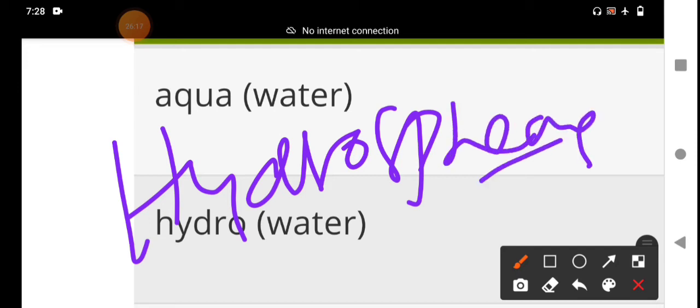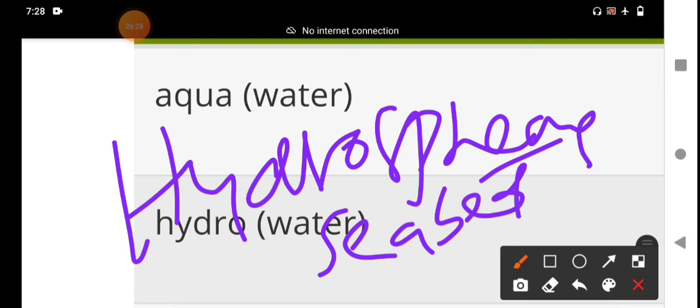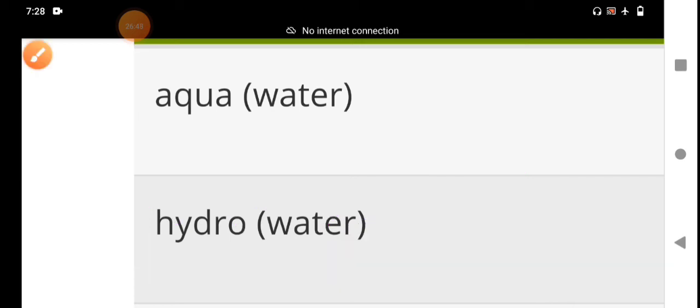Hydroscope. What is the meaning of hydroscope? A device for enabling one to see through a great depth to the seabed. Hydroscope is an instrument or device for enabling one to see through great depth to the seabed. That is the hydroscope. Then one more word I will give you to clear your doubts.